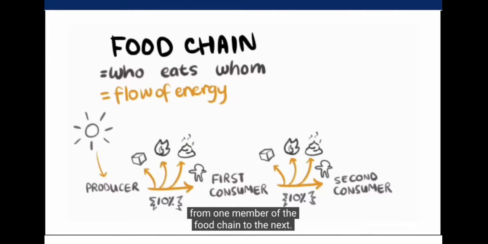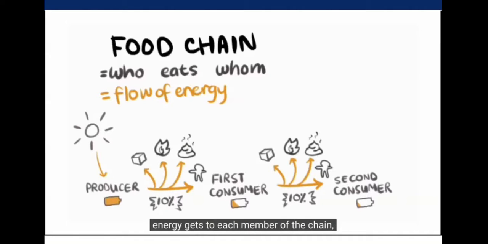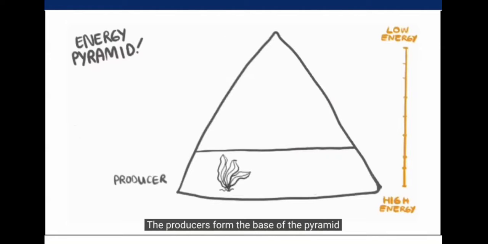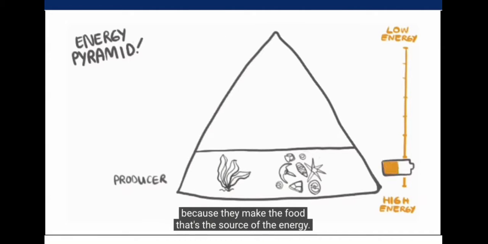That continuous loss of energy means that if you look at the food chain in terms of how much energy gets to each member of the chain, you actually get a pyramid. The producers form the base of the pyramid because they make the food that's the source of the energy.